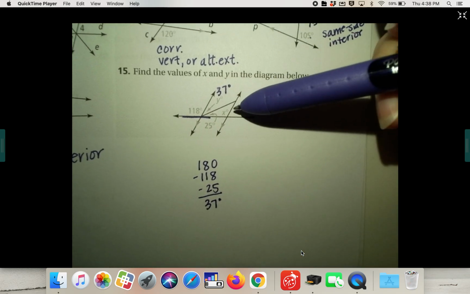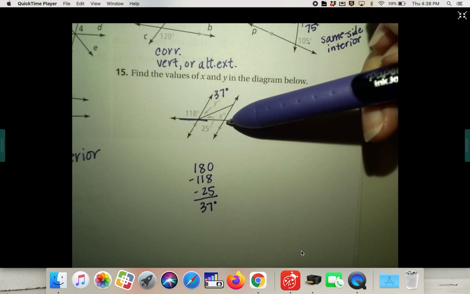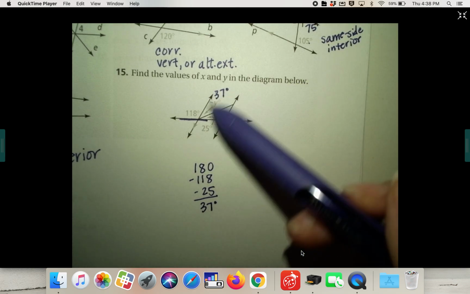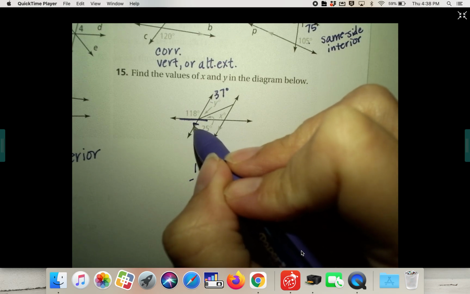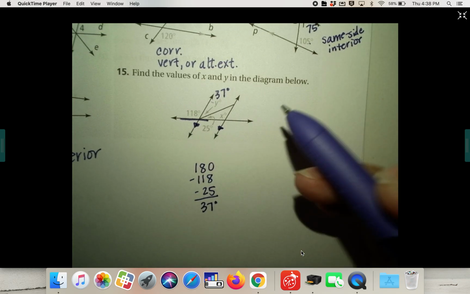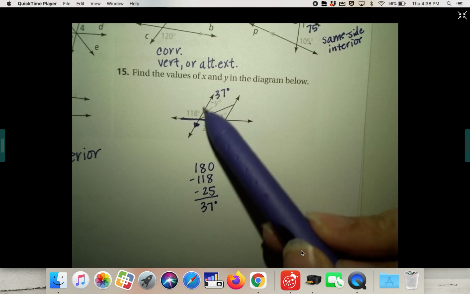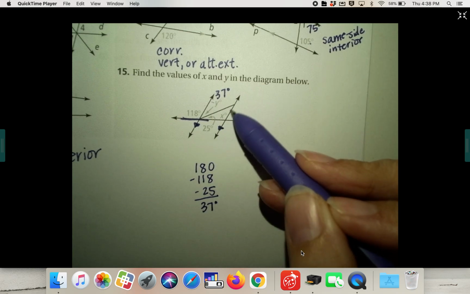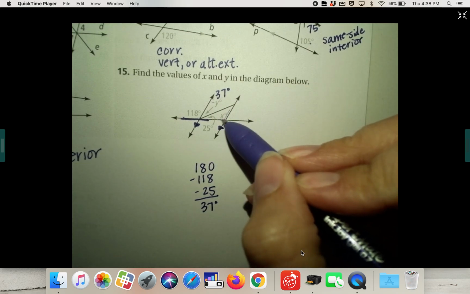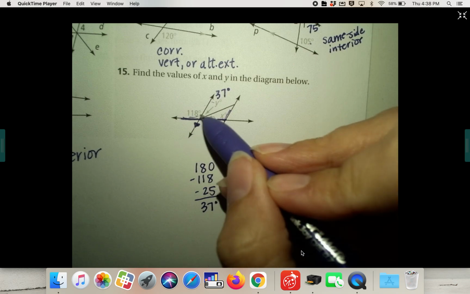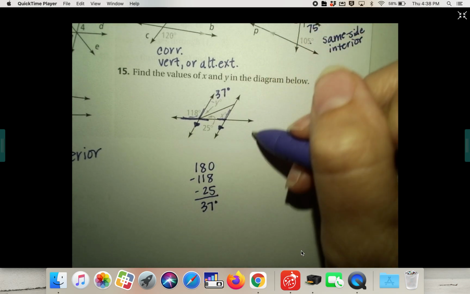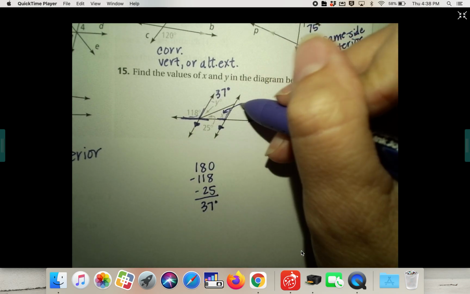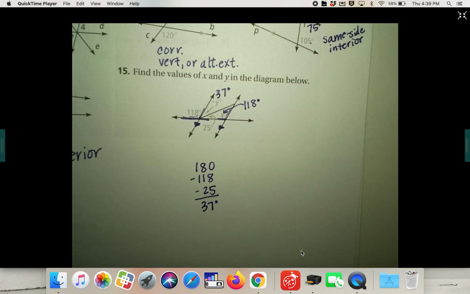Okay, and then for x, you could do this a couple different ways. These are marked up as parallel. It's hard to see, but they are. So angle 118 is corresponding to angle x. So you could have just known right like that x and 118 are corresponding. So x is going to be 118.